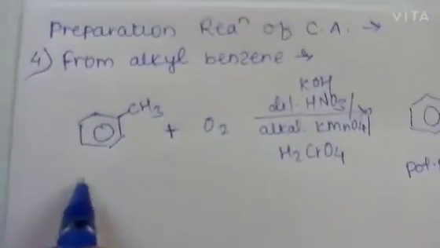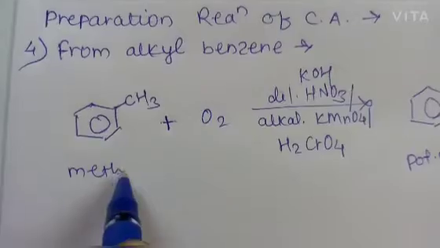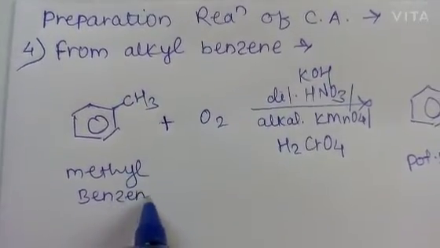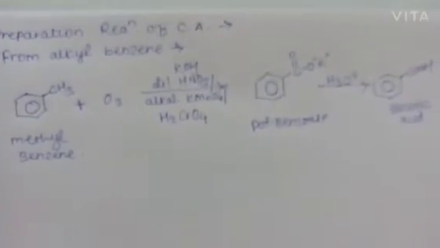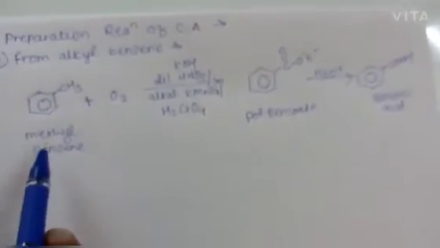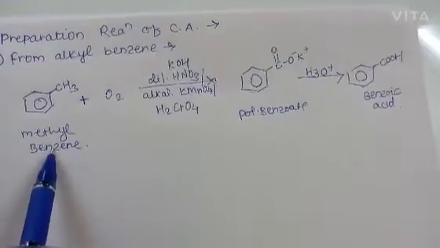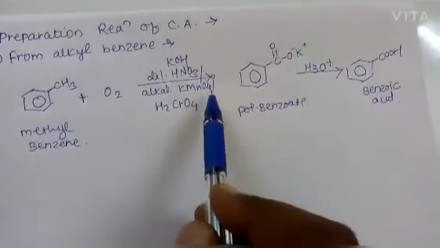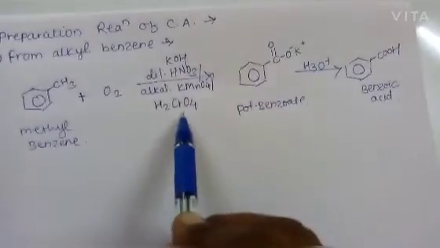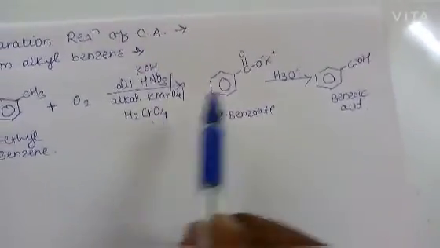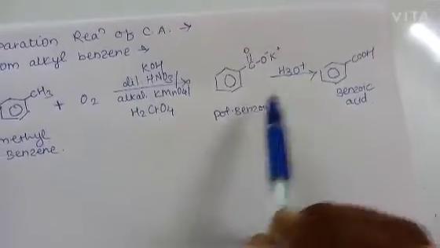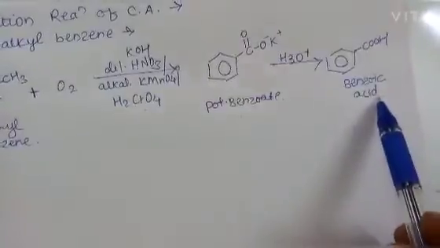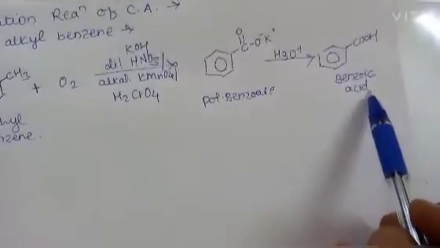This is methyl benzene. Okay, this is the complete reaction. What I have said is, methyl benzene or alkyl benzene undergoes oxidation in presence of nitric acid, potassium permanganate or chromic acid. Okay, then it forms potassium benzoate. Potassium benzoate further goes on acid hydrolysis, and it forms benzoic acid.